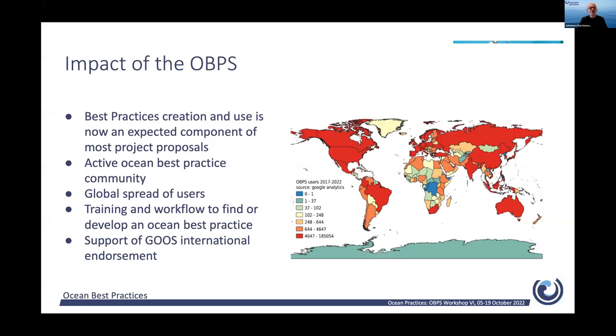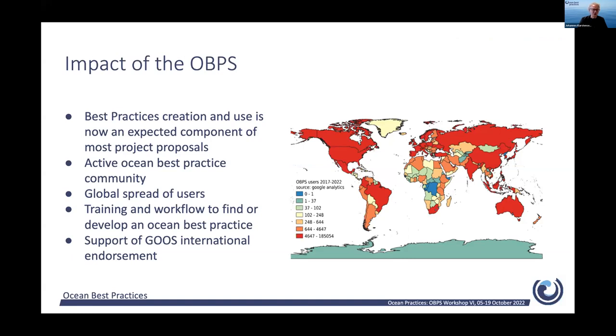Then, coming on to the impact of OBPS. I showed you the map before about the uptake, that is, the submission of ocean practices. Best practice creation and use is now being expected to be a component of most of the project proposals I have seen. Everybody would like to harmonize methodologies and make them community agreed and a community-created activity. An active ocean best practice community is an impact that I think also goes back to the OBPS.